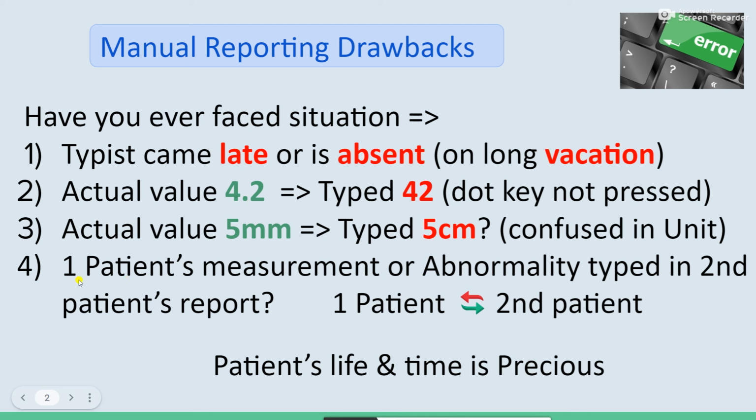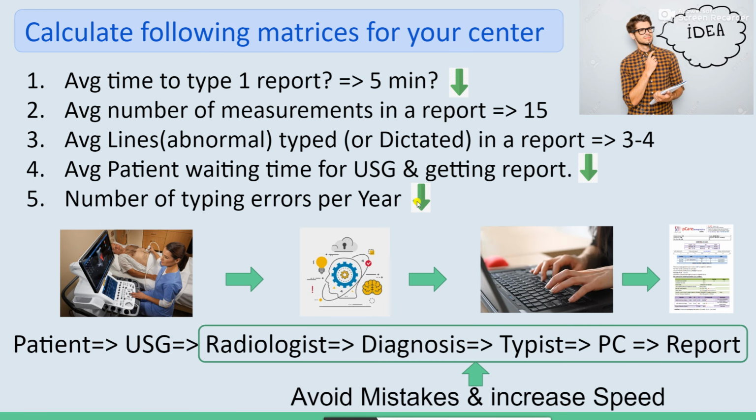And sometimes, let's say, one patient's measurements and abnormality can be typed into a second patient's report. I mean, this can happen once in a while. So we have to be careful because the patient's life and time are precious. So how can we address those challenges?